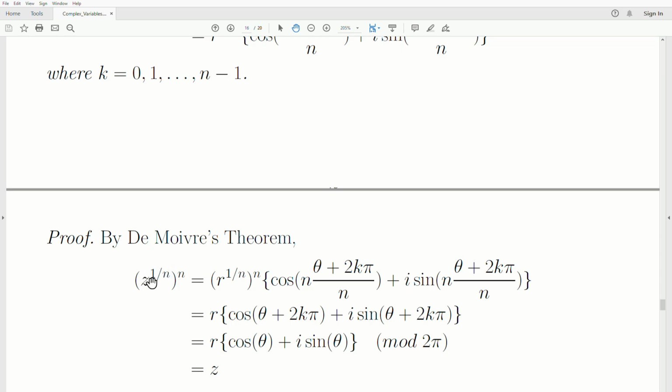So the nth root of z raised to the nth power. Since this is a complex number, de Moivre's theorem says just take the modulus raised to the nth power and then n times the argument or the angle. Well, the n's cancel and we're left with this. And you have an angle plus some multiple of 2 pi. So essentially you get just this back. But that's z. So it is the nth root.